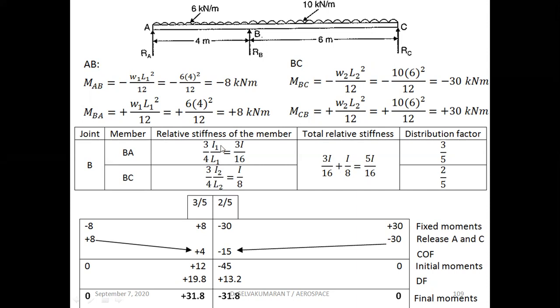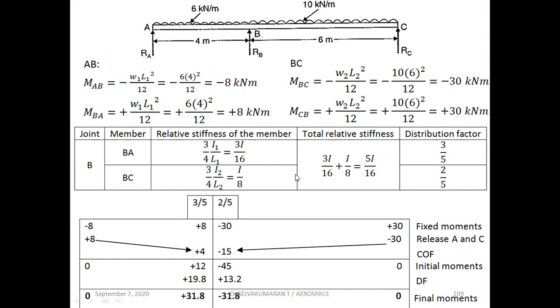Here I remains the same because we are taking a uniform cross section of the beam, so I1 is equal to I2 is equal to I. L1 is 4 meter and L2 is 6 meter. Substitute here and get the relative stiffness for members BA and BC. Then the total relative stiffness is the sum of these two: 3I by 16 plus I by 8 is equal to 5I by 16.